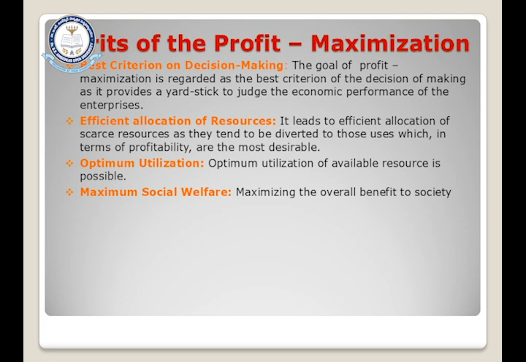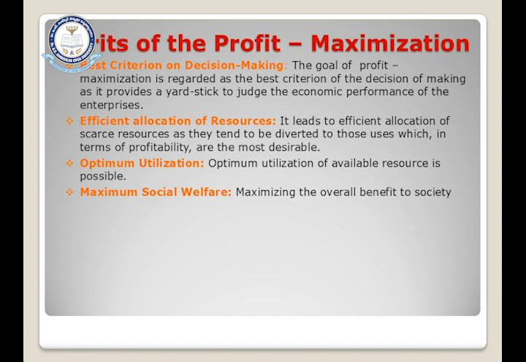for decision making. It can be taken as the measure for evaluating the performance of the business or the firm, and it can also be treated as a yardstick to judge the economic performance of the enterprise. So profit maximization objective can be regarded as the best criterion for decision making because it provides a measurement, an assessment, to judge the economic performance of the enterprise. Then apart from the best criterion, the profit maximization objective also offers efficient utilization of resources.